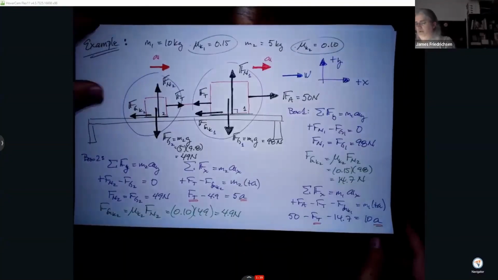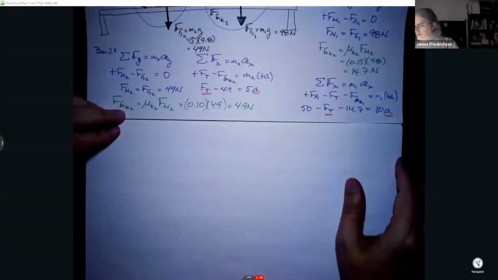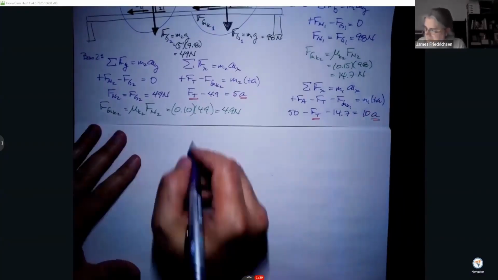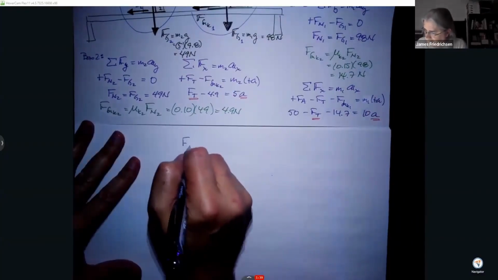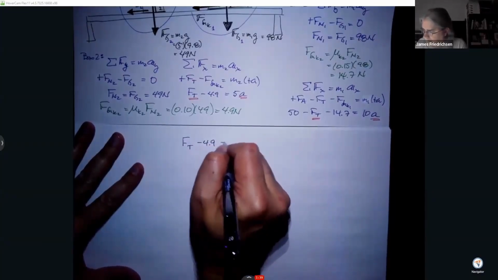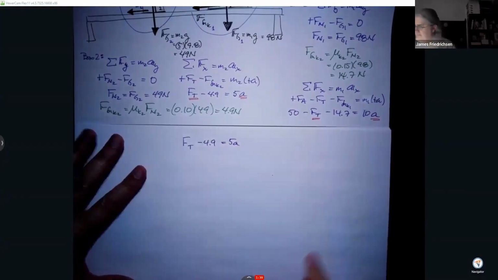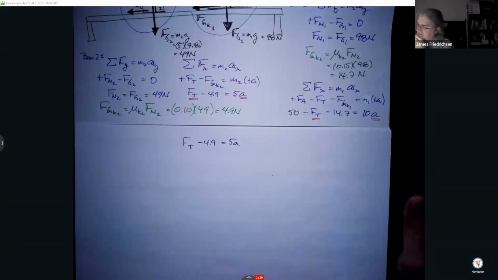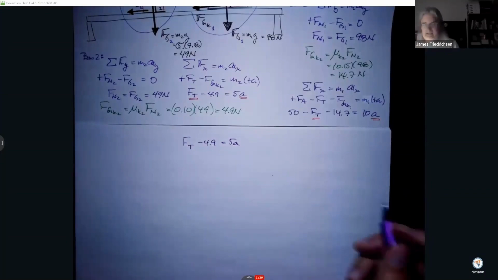And so now we have two equations, two unknowns, and we can solve. You may use any technique that you would like. So this is going to be minus 4.9 equals 5A. Let's collect this. So 50 minus 14.7 is 35.3.